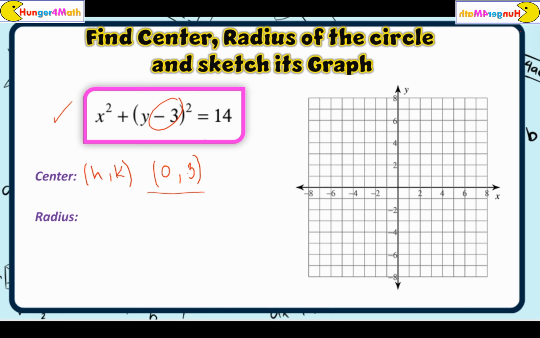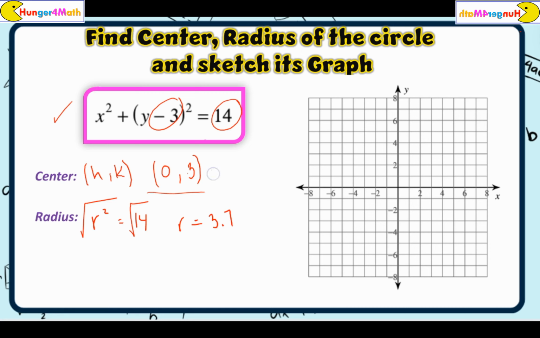For the radius, r squared is equal to 14, so we can use that. Then square root both sides so that the value of the radius is equal to approximately 3.7. Now let's sketch, starting with the center, (0, 3).